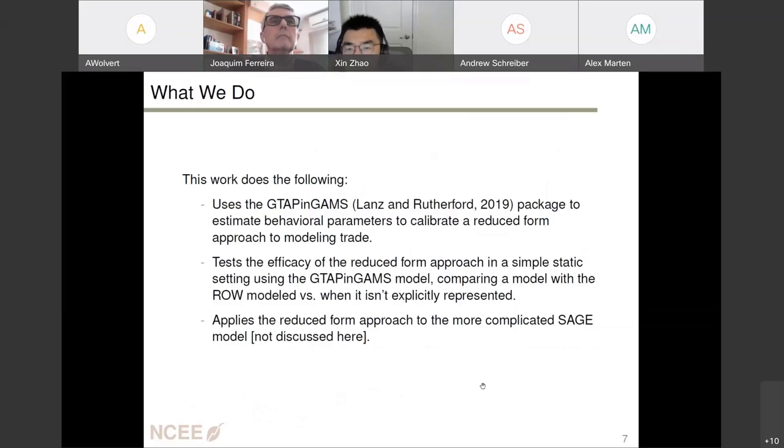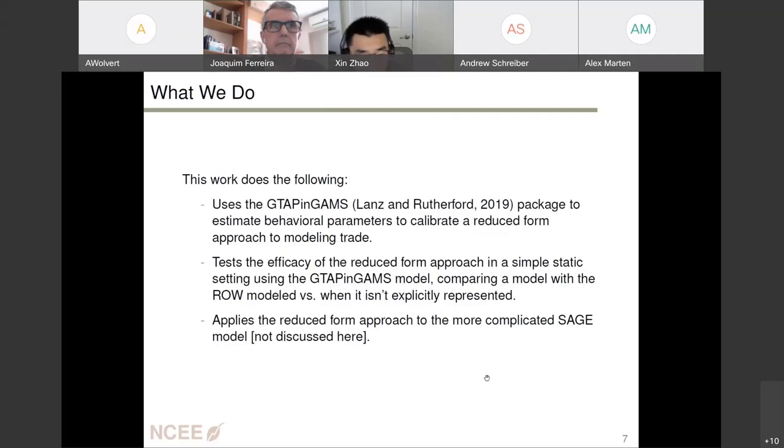Next slide. And so more specifically, what this work does is it uses the GTAP-in-GAMS package, the most recent one, to estimate behavioral parameters to calibrate a reduced form approach. And then we take those estimated or simulated values, we implement them in the GTAP-in-GAMS package in a single model case and compare a model with the rest of the world explicitly denominated versus a model with only the US denominated, and compare the impacts on trade for a particular policy application. And then we see how close we can get to what we consider the truth, a multi-region model in GTAP-in-GAMS versus the single region model.